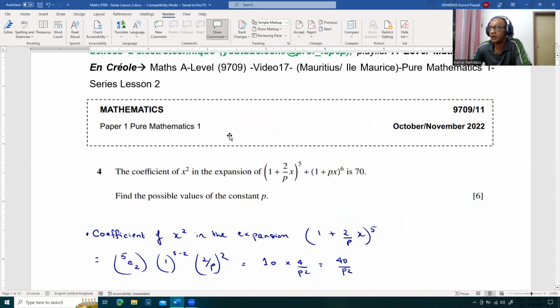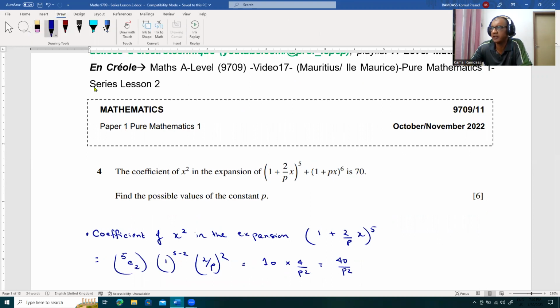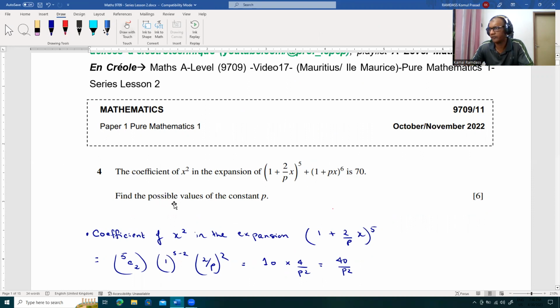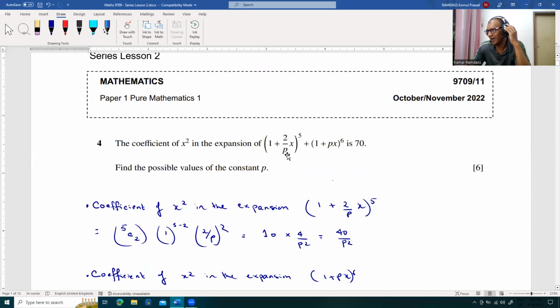OK? Question 4. The coefficient of x squared in the expansion of (1 plus 2 over p x) the whole to the power of 5 plus (1 plus px) the whole to the power of 6 is 70. Find the possible values of the constant p. Et là, nous servir the binomial expansion theorem. OK? Coefficient of x squared in this expansion.